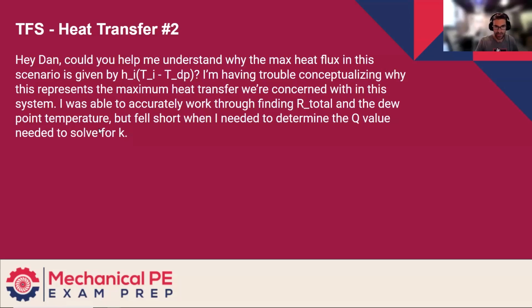All right, another one from heat transfer. Could you help me understand why the max heat flux in this scenario is given by h_i, the inside film coefficient, times the delta T, T inside minus T dP, which is dew point? I'm having trouble conceptualizing why this represents the maximum heat transfer we're concerned with in this system.